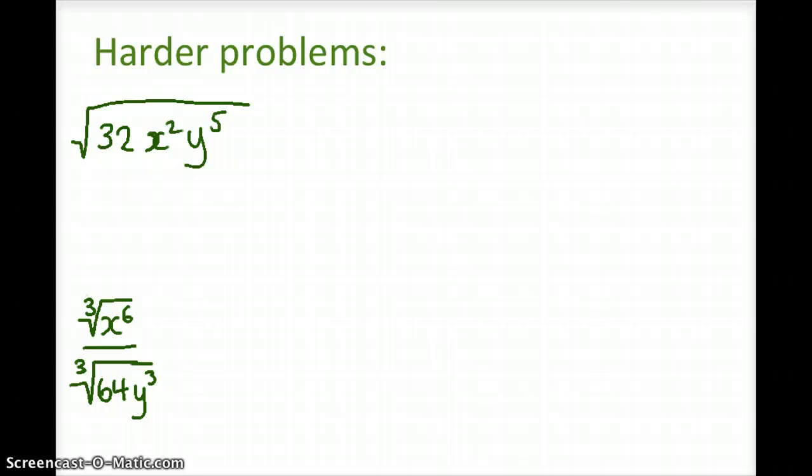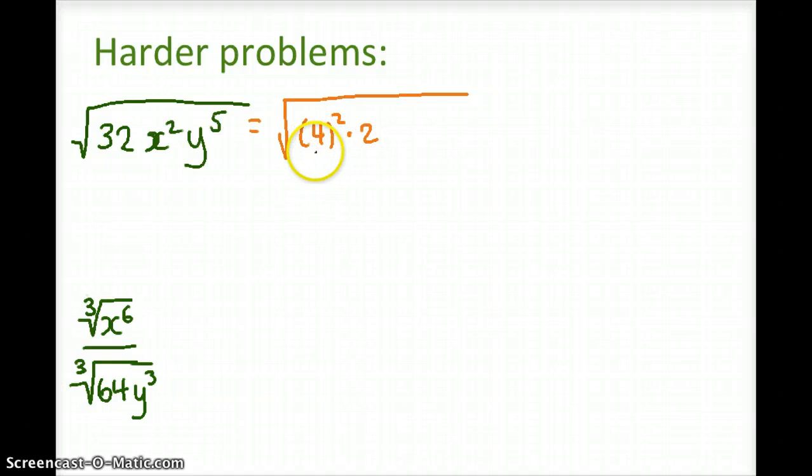Okay. So here's some harder problems, and they're basically the same thing as what we did before, except there's going to be more numbers and variables in the radical. So first, we're going to choose the numbers inside here that can be squared. For example, 32 is not a square number, but we know that some of the factors of 32 are 16 times 2. So if we have 4 squared times 2, we'll be able to take the 4 out of the radical, because 16 is a square number.